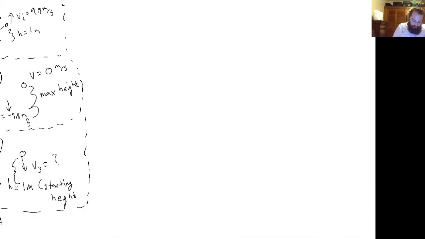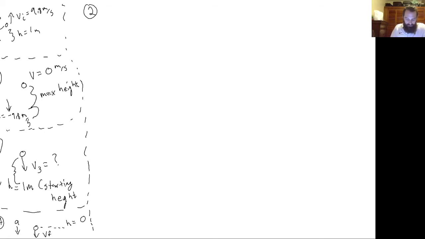And then four, the ball will be at its final velocity on the ground, and the height is zero. And again, the same acceleration points downwards. So let's get to step two, and let's figure out how long it takes to get to number two in our diagram.